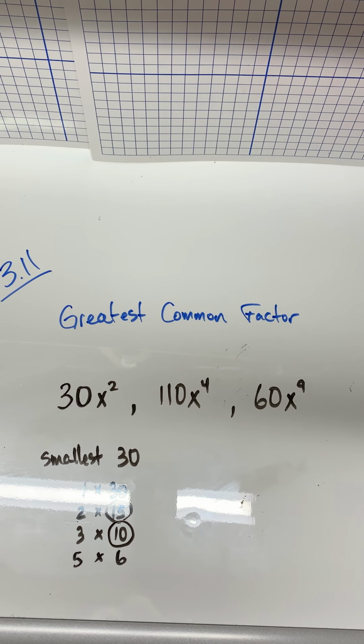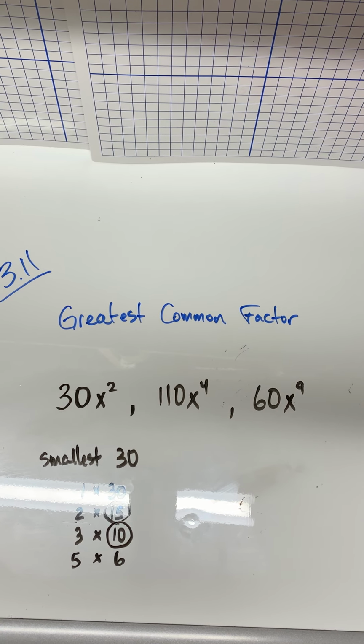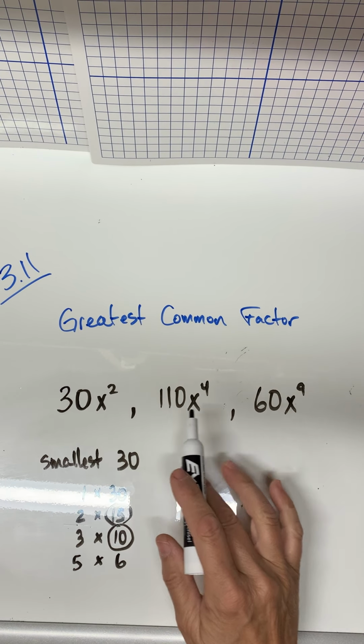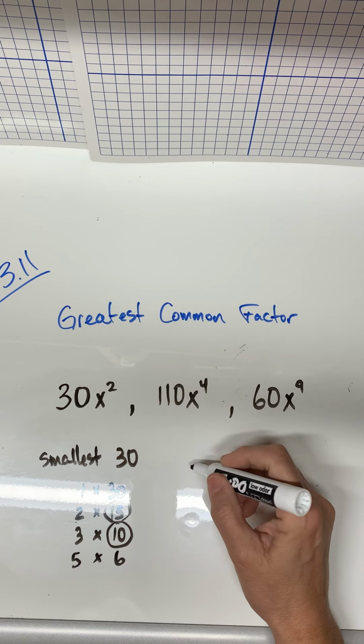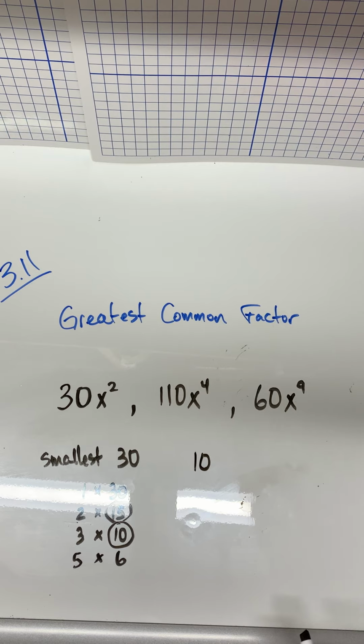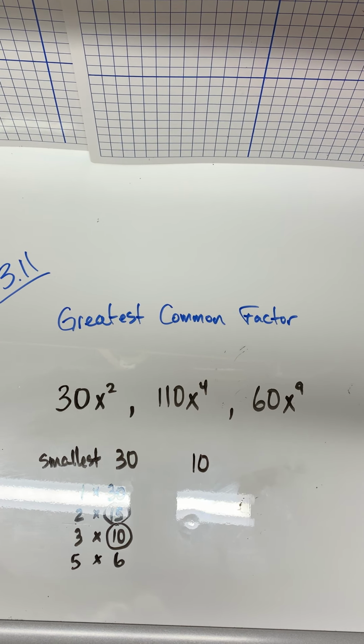Next biggest factor of 30 would be 10. Does 10 go into 30? Yes. 110? Yes. 60? Yes. So therefore 10 is going to be the greatest common factor of these three original numbers.